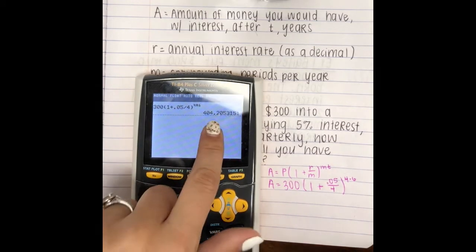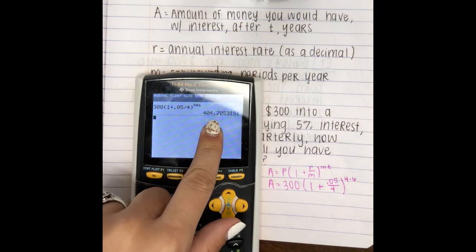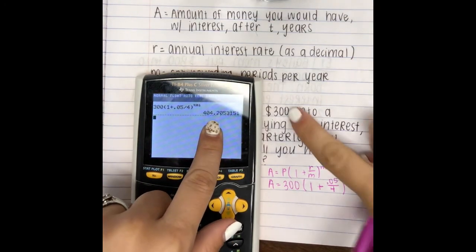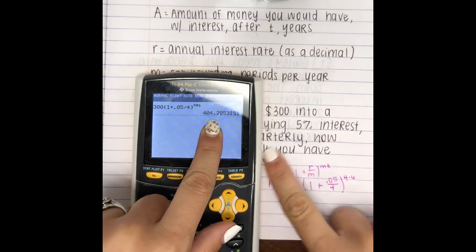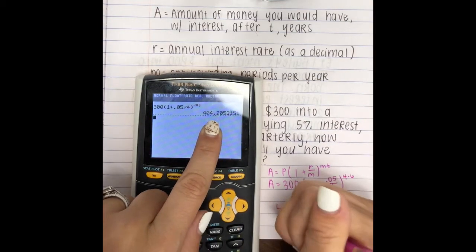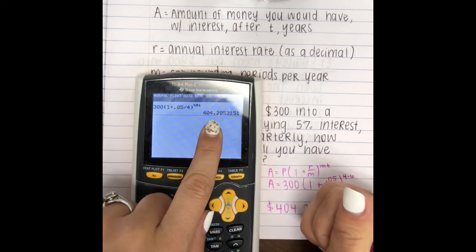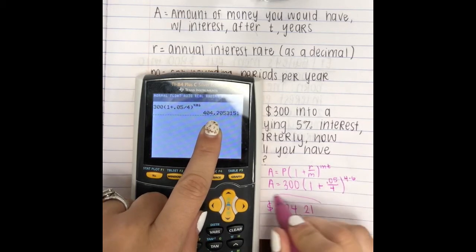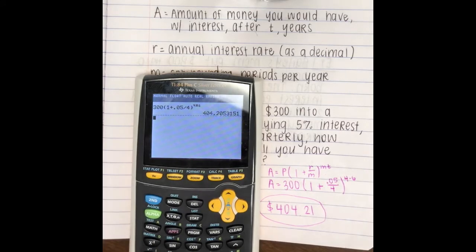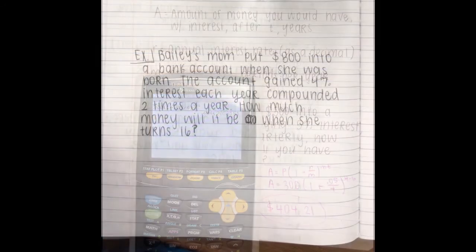And here's my answer. So after 6 years, with my initial amount of $300 at 5% interest compounded quarterly, I would have about $404.21. And that's it. All right, another example.